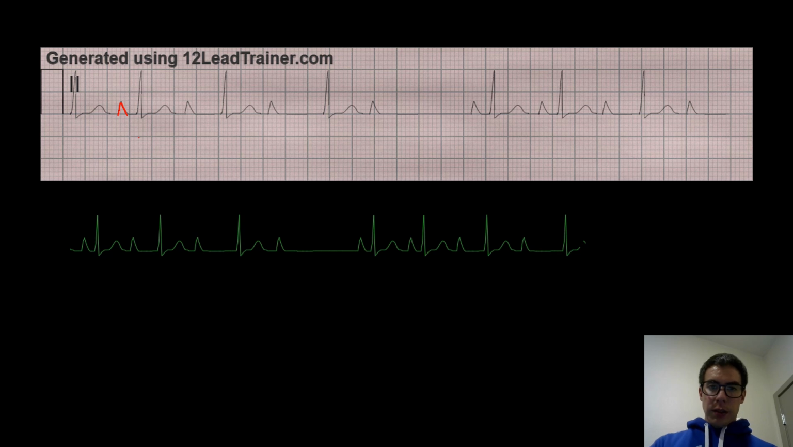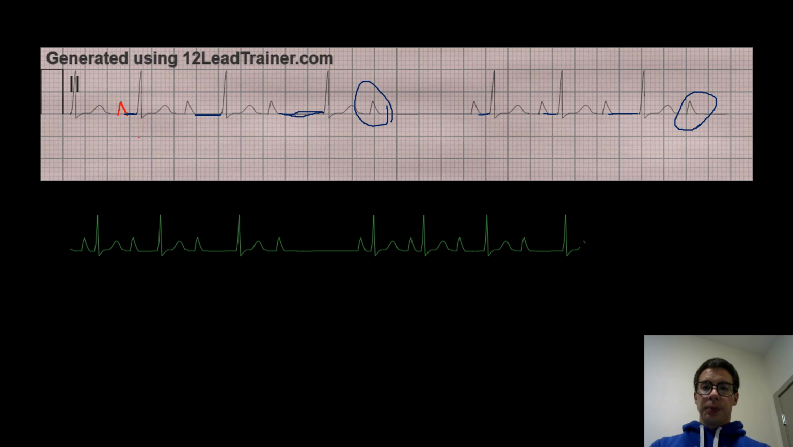So the PR interval, right there. And then on this next one, see, it gets longer, and it gets much longer. And then right here, drop beat, because there's no QRS. And then we start back over, and there should be 3 again, and then there's our drop beat.